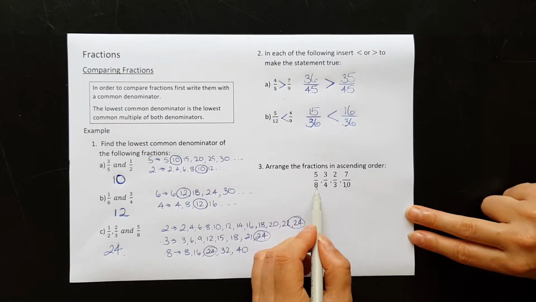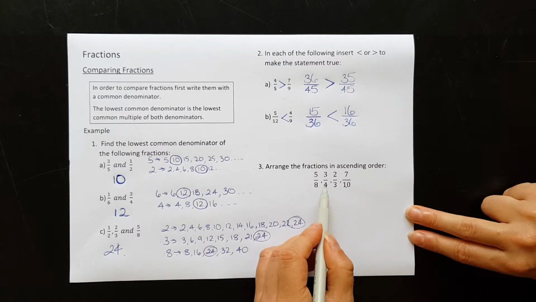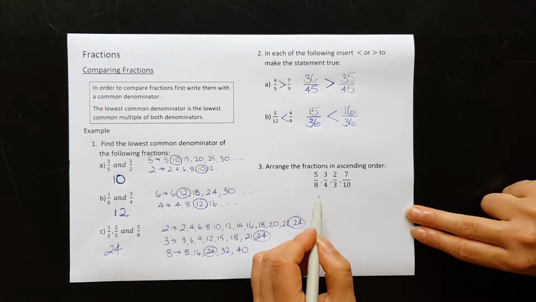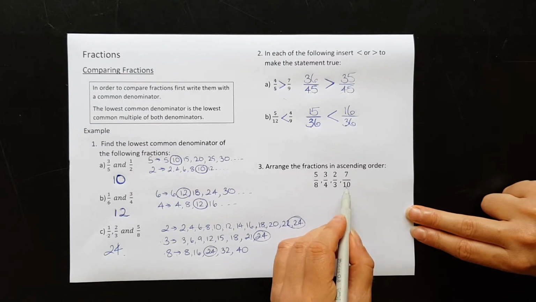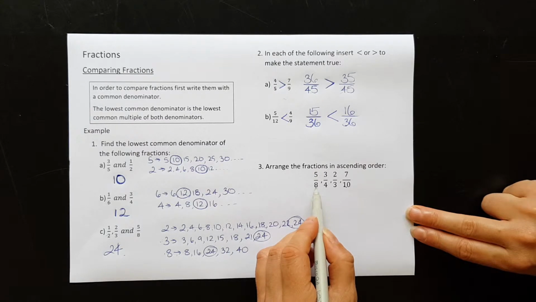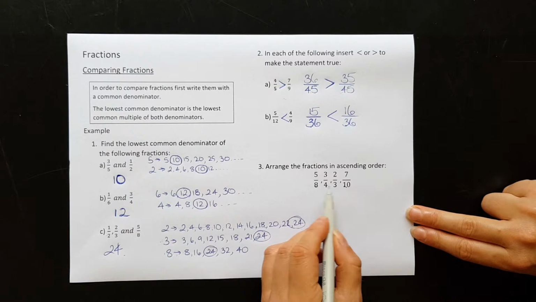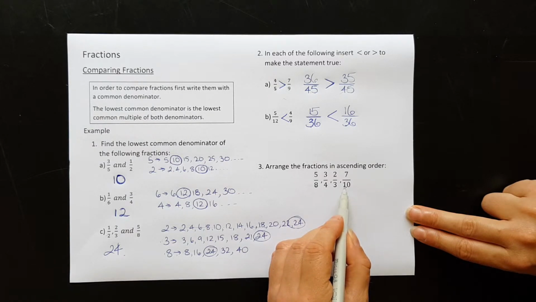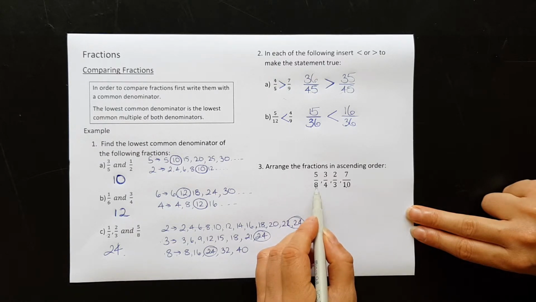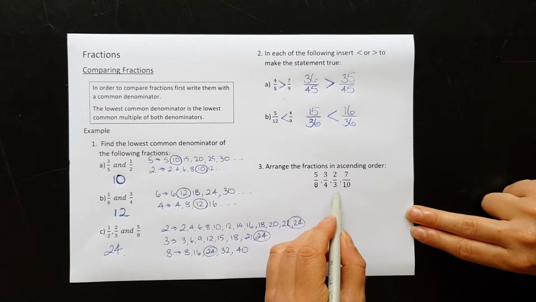Now 8 and 4, all the 4 times tables will show up in the 8s. So we don't have to worry about the 4 so much. 8, 3, and 10. Okay, well, 8 and 3, we could get 24 with those ones, but it's not going to work for the 10. 40 would work for the 8 and the 10, but not the 3.